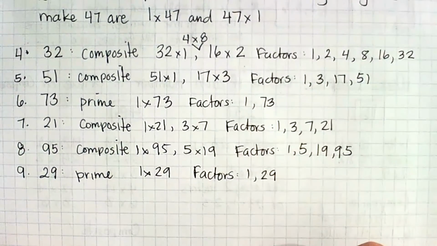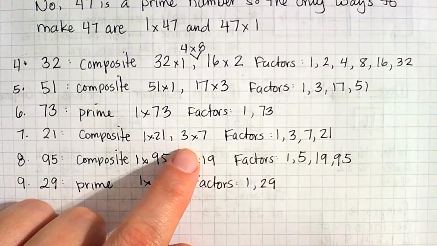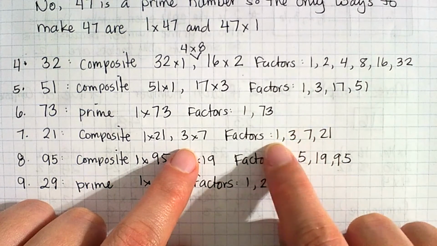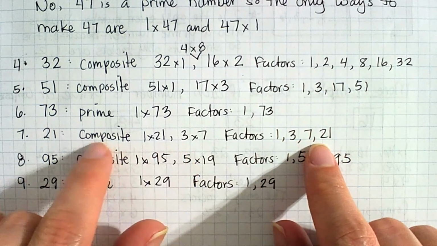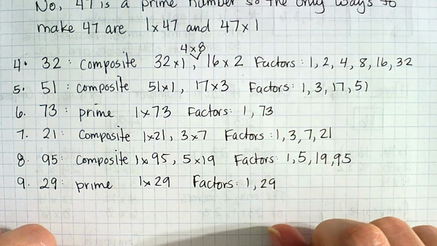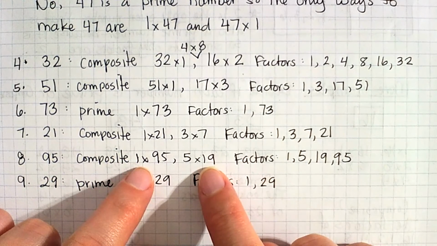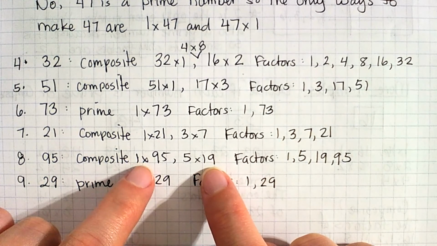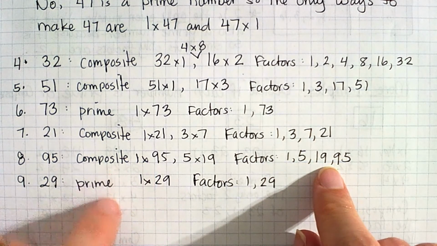For the number 21, 21 can be made by doing 1 times 21 or 3 times 7. So the factors are 1, 3, 7, and 21. Since there are more than 2 factors, that makes it composite. For the number 95, we can do 1 and 95 or 5 and 19. Those are 2 ways to make 95. Since, again, this has more than 2 factors, it's composite.